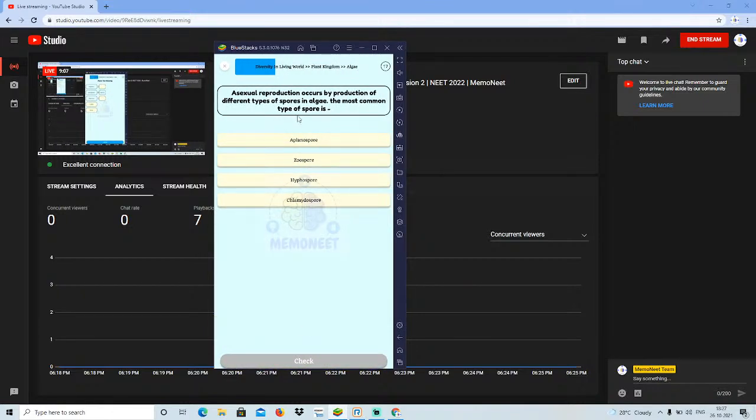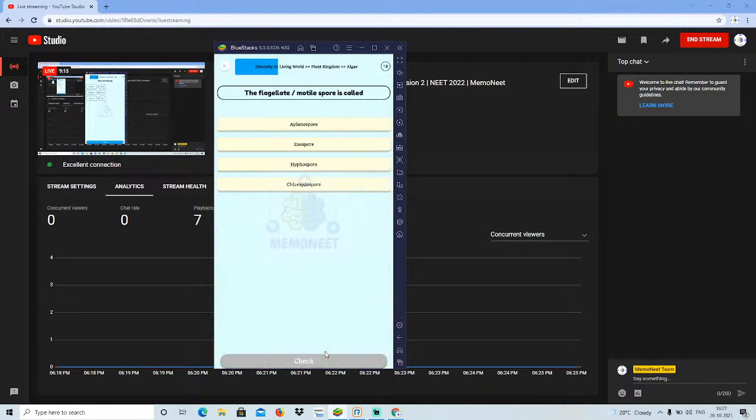Okay, asexual reproduction occurs by production of different types of spores in algae. The common type of spore is a zoospore. See how it's easily helping you to remember each and every line. The flagellate motile spore is called a zoospore. It is also reinstating certain facts so that you cannot forget. Gametes of sexual reproduction in algae can be all the three, all the above.